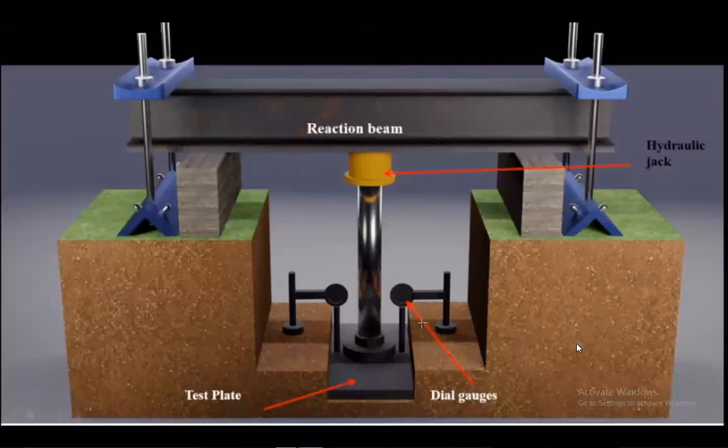Next is the reaction beam, or sometimes you may have a reaction truss as well, and some supporting arrangement that is required. This is not a typical loading arrangement. If you go on the internet and search for plate load test, you will find different ways of conducting it. This is just one of that kind. So this is all about the basic arrangement of the plate load test. Remember, the most important thing in this test is the plate itself.